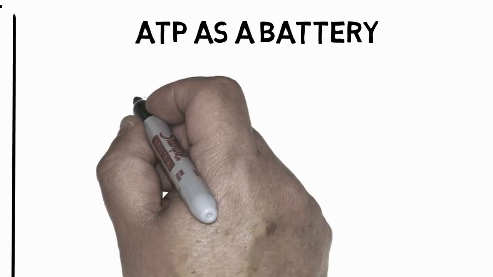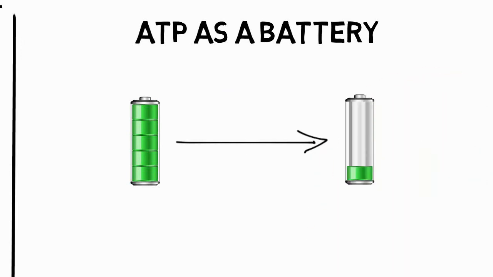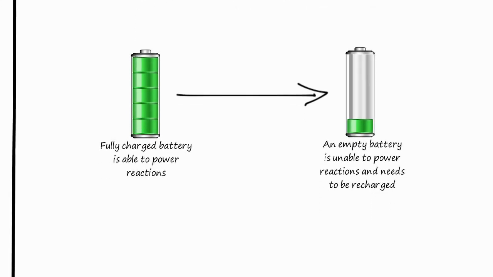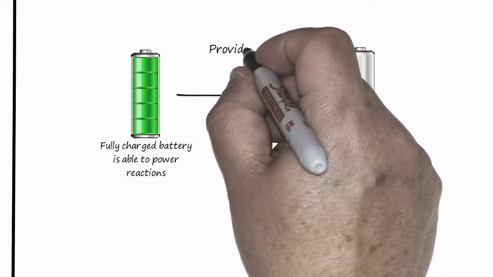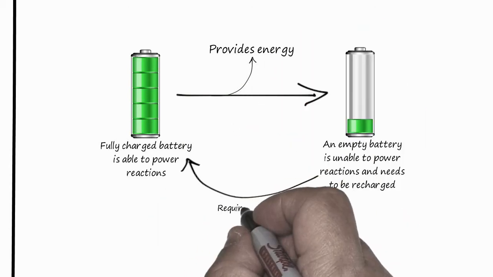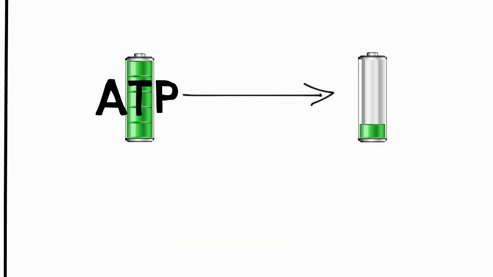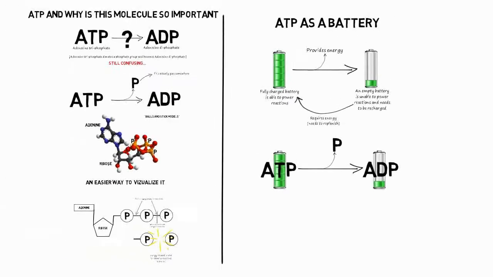Sometimes it's useful to think of ATP as a battery. As any battery, it can be fully charged or it can be empty after its charge has been used up. A fully charged battery is able to power reactions until its energy is replenished. It's like a cycle between the battery providing energy when it's charged and then requiring energy to be recharged. Using this analogy, we can think of ATP as the battery fully charged and ADP as the battery after it has donated energy and now needs to be replenished.